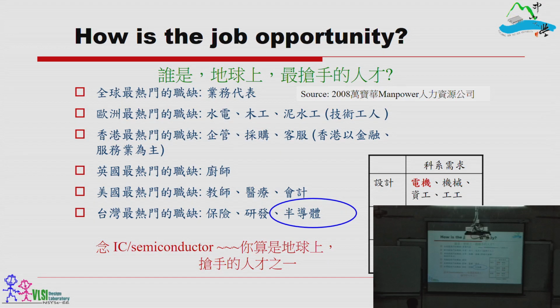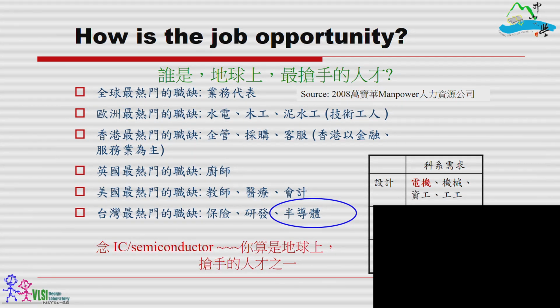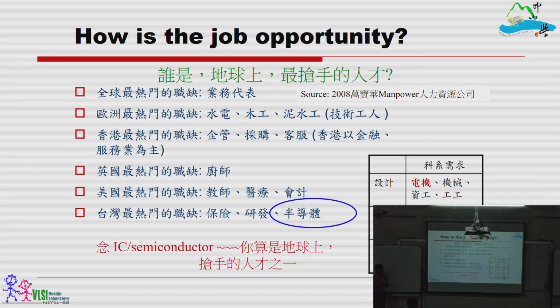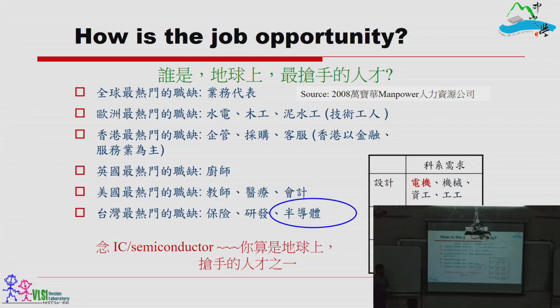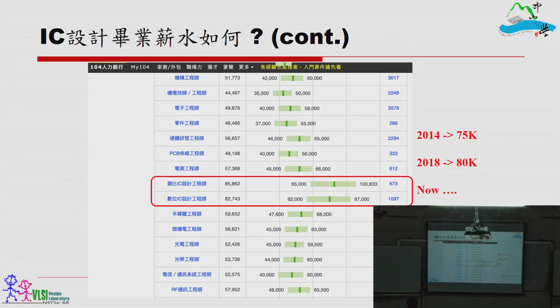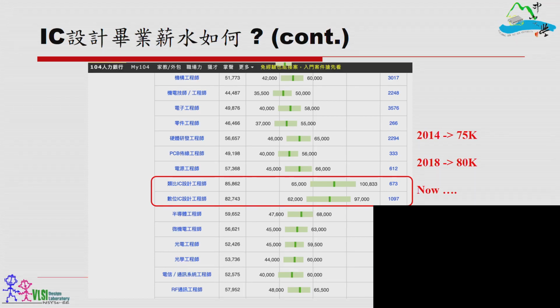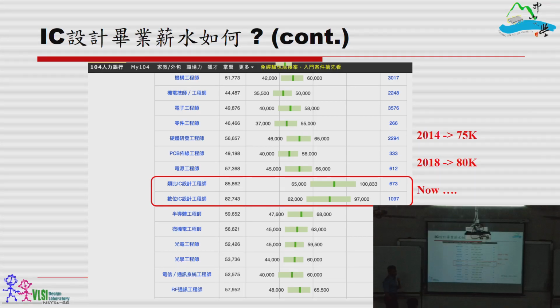Okay, Taiwan's hottest positions, 3 types: insurance, sales. You don't want to be that, right? Number 2, R&D. Number 4, semiconductor. Semiconductor and R&D. This is the number that you care most about. What is the salary you get?